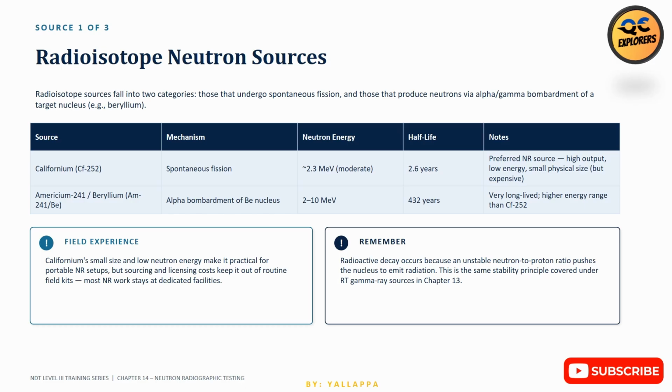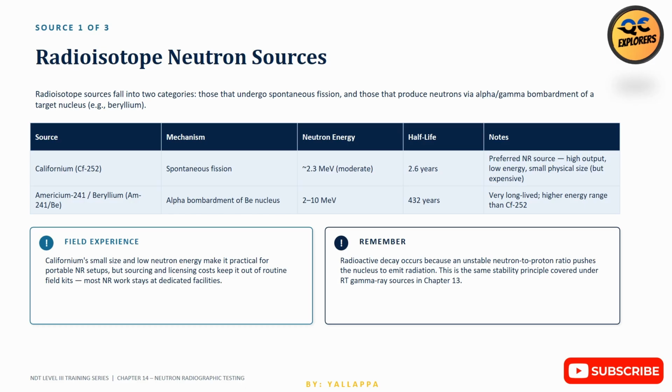Certain radioisotopes release neutrons directly through spontaneous fission, while others generate neutrons through nuclear reactions involving alpha particles and light elements, such as beryllium. Let's look at the 2 most important sources you'll encounter. The first is californium-252, commonly written as CF-252. This is the preferred radioisotope for neutron radiography because it undergoes spontaneous fission and produces a relatively high neutron output without requiring an external power source.